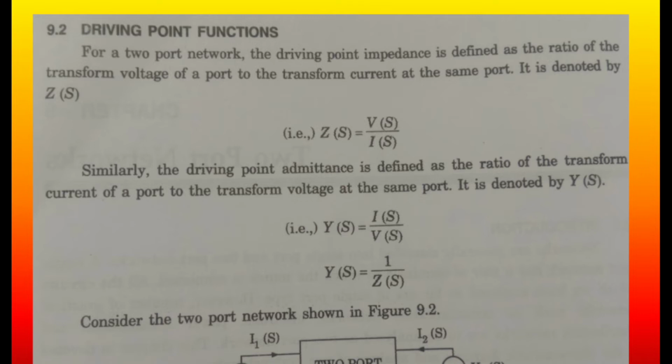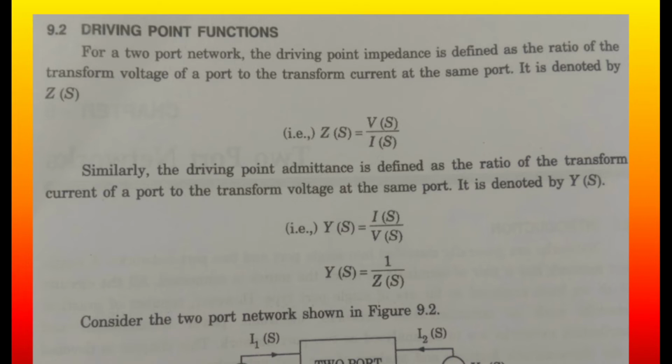Similarly, the driving point admittance is defined as the ratio of transform current of a port to transform voltage at the same port, and it is denoted by Y of S. Always you know that admittance is the inverse of the impedance. So Y of S will be equal to 1 by Z of S, and it can be denoted as I of S divided by V of S.